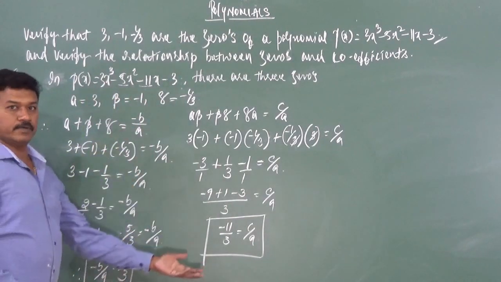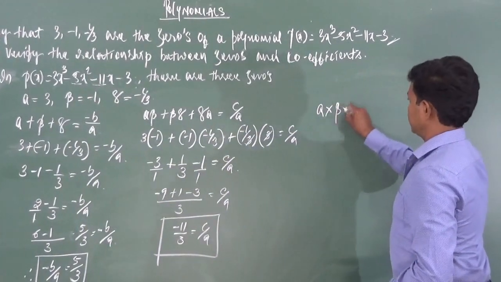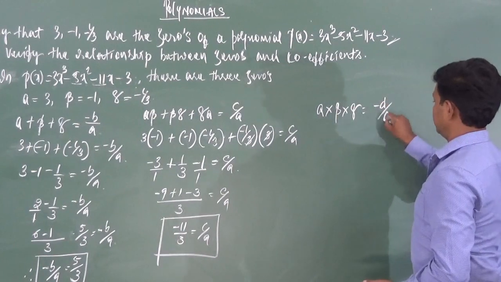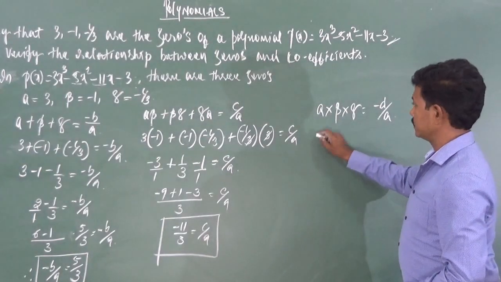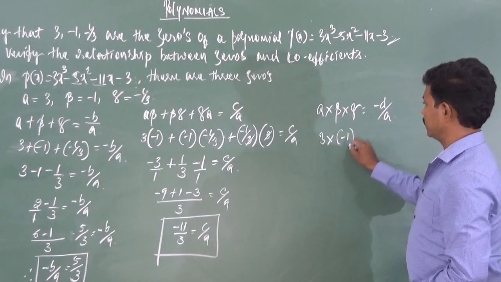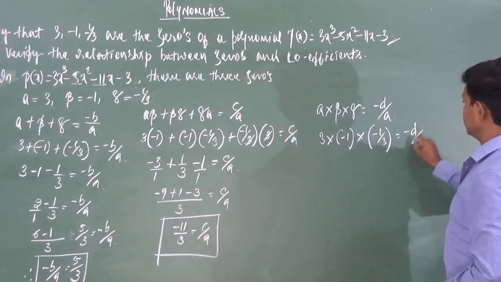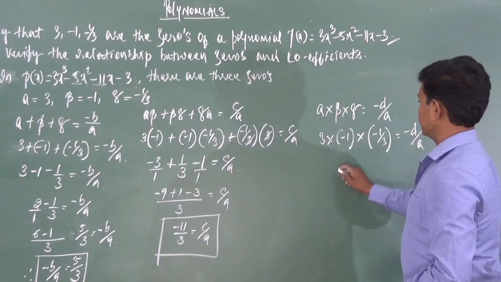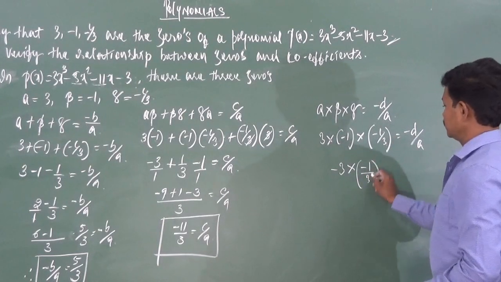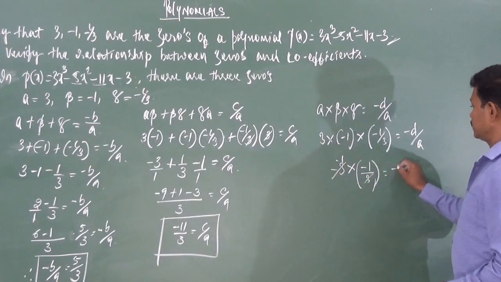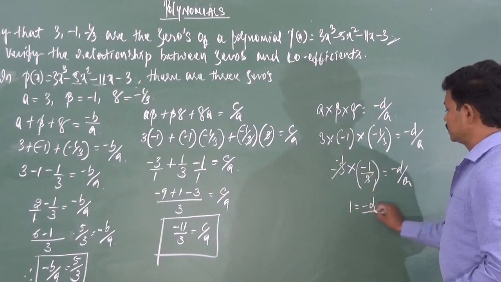So still more, we have another relationship that goes like this. Alpha into beta into gamma is equal to minus D by A. This is one of the relationships. So alpha value is 3, into beta value is minus 1, into gamma value is minus 1 by 3, is equal to minus D by A. So 3 into minus 1 is minus 3, into minus 1 by 3. 3 ones are 3, minus 1 into minus 1 is 1, that is equal to minus D by A.